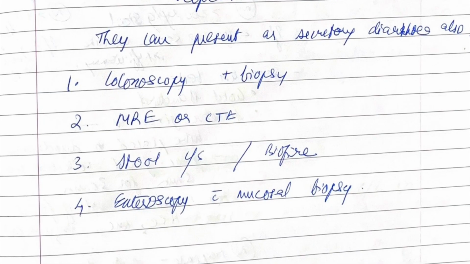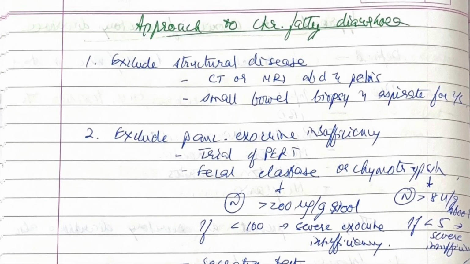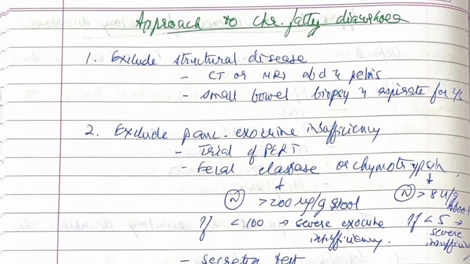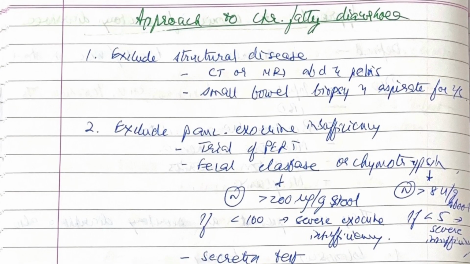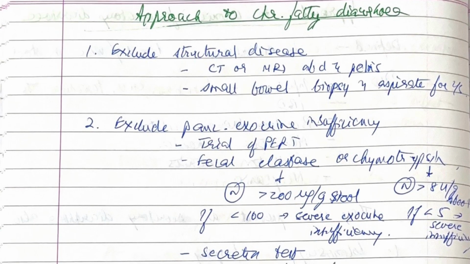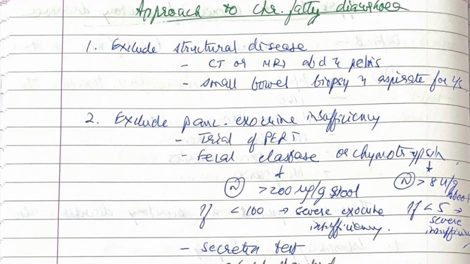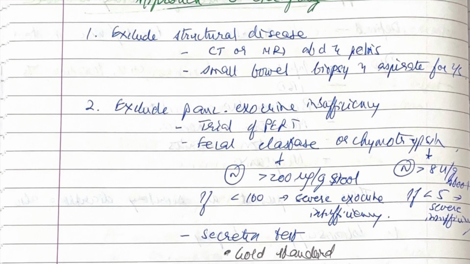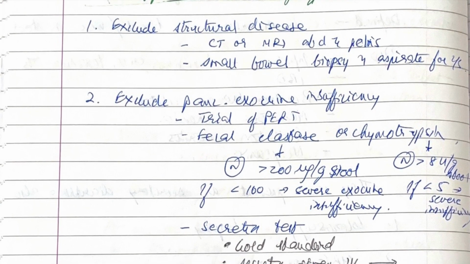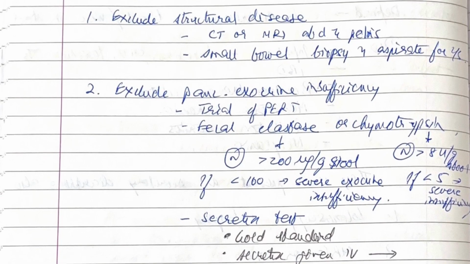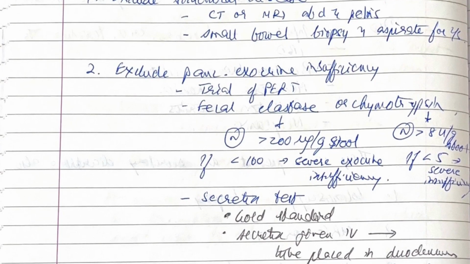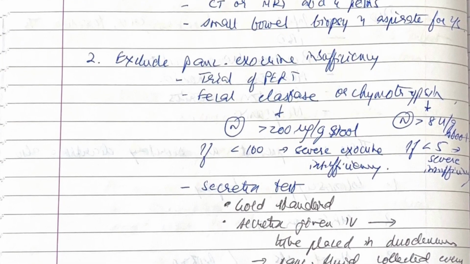The approach to chronic fatty diarrhea. We exclude structural disease with a CT or MRI abdomen and pelvis. We can do a small bowel biopsy and aspirate for culture. Then we exclude pancreatic exocrine insufficiency. The easiest thing to do is to give them a trial of pancreatic enzymes and see if the diarrhea reduces and if they gain weight. We can do a fecal elastase testing, which is supposed to be more sensitive than a chymotrypsin in stool.